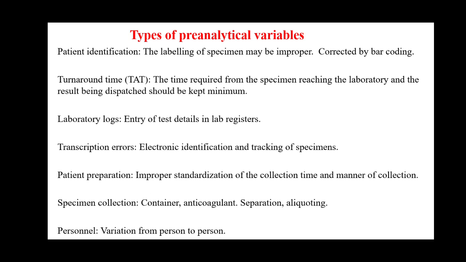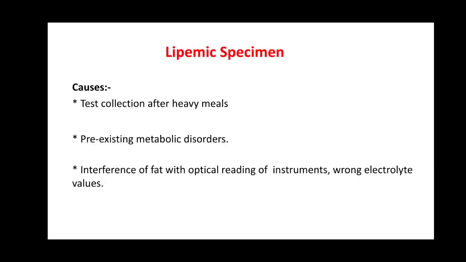The sample has to be collected in the proper way. For example, in collecting blood for investigation of glucose as FBS, PPBS or RBS, the time before or after which we need to collect the samples matters, and the manner of collection is also important. For specimen collection, we need to consider the container, which anticoagulant is present in the container, and the separation process and aliquoting. Personnel errors also vary from person to person.